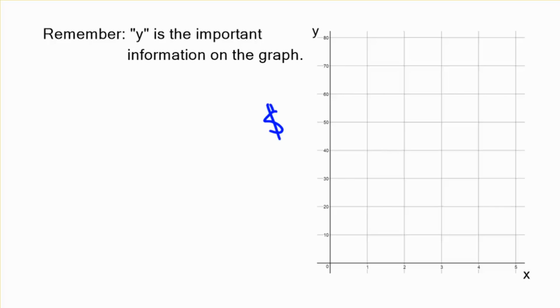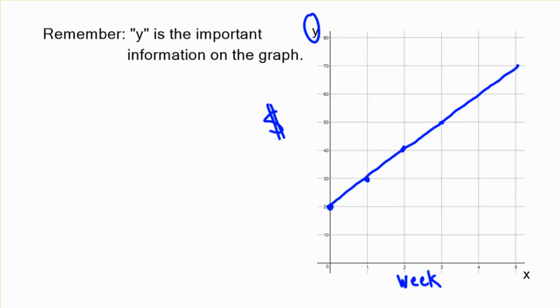Let's look at another example. Let's say we're talking about money. Let's say you start with $20. And as weeks go by, you're saving, let's say, $10 for every week. So you're going up $10 per week. Nice straight line, constant rate. There's my slope, up 10 over 1.